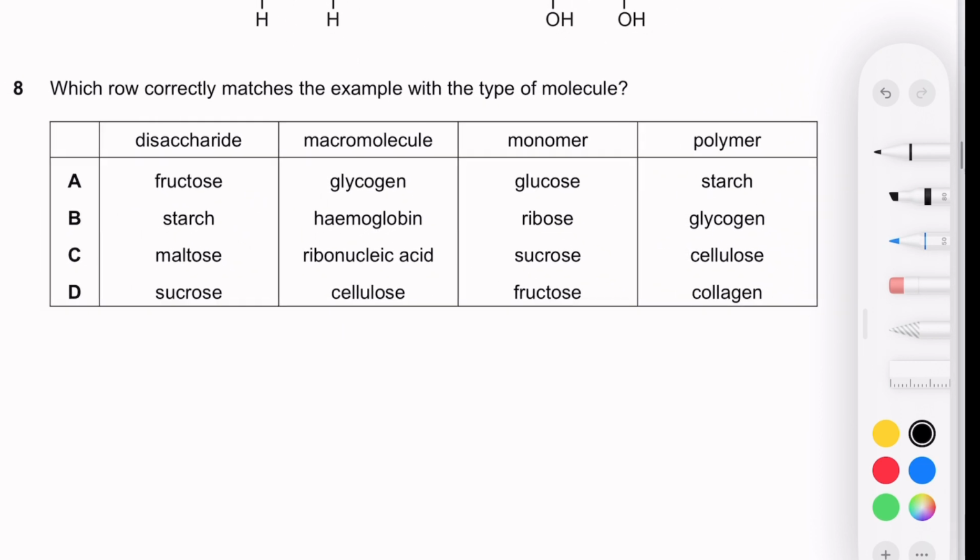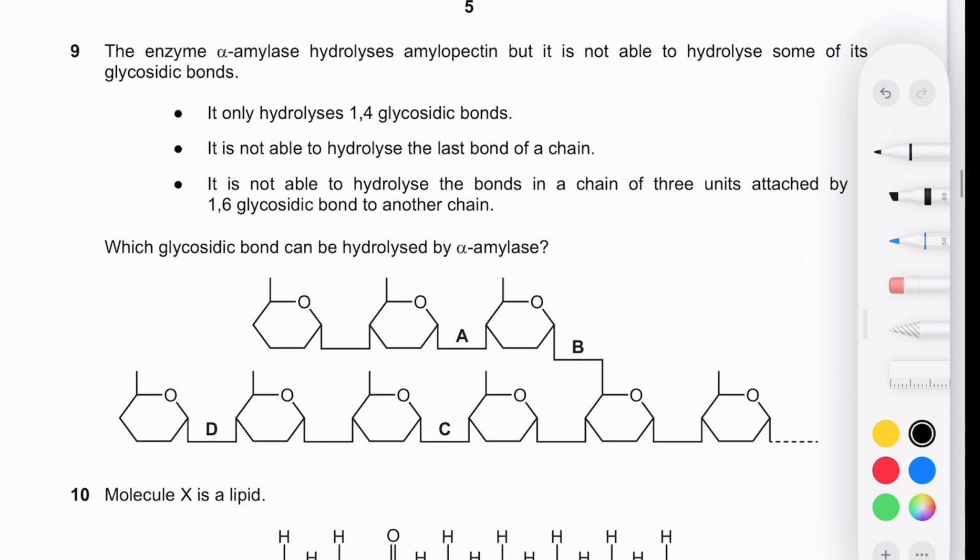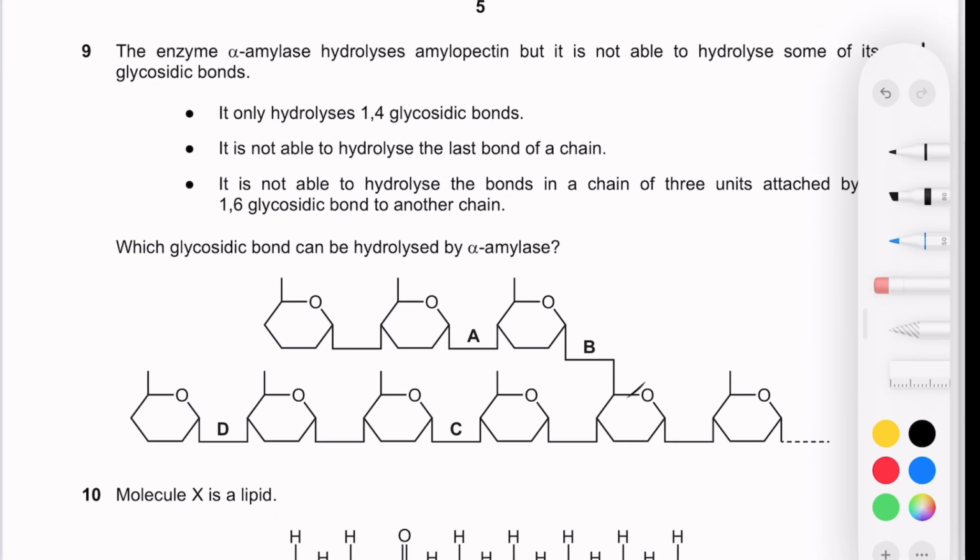Which row correctly matches the example with type of molecule? The type of molecule, disaccharide, we have fructose. No, it's not a disaccharide, it's a monosaccharide. Starch is a polysaccharide. Maltose and sucrose, however, are disaccharides. Macromolecules, ribonucleic acids and cellulose are macromolecules. Monomers, sucrose or fructose, obviously fructose, never sucrose. A polymer, cellulose or collagen, well, obviously this is not going to be the right answer, so the answer is D.